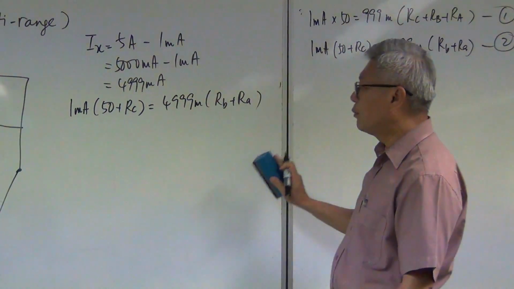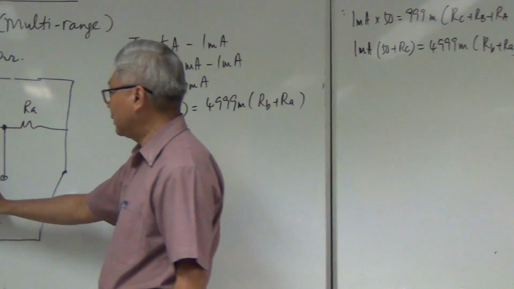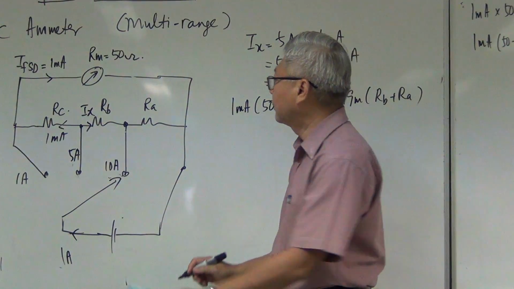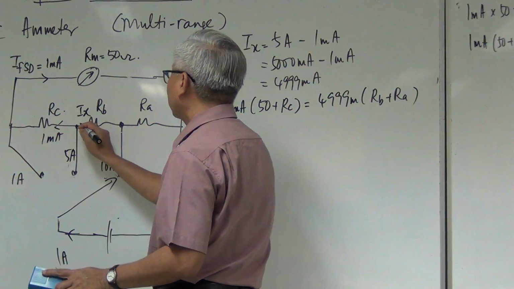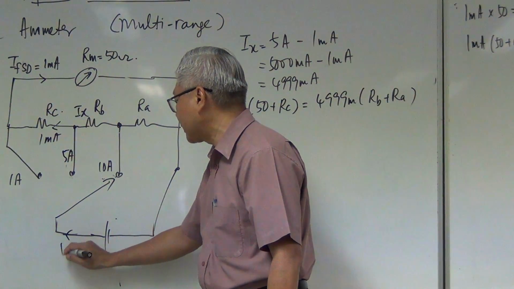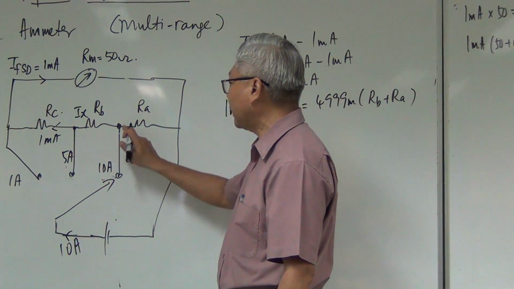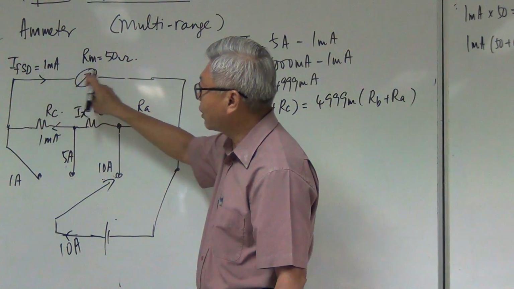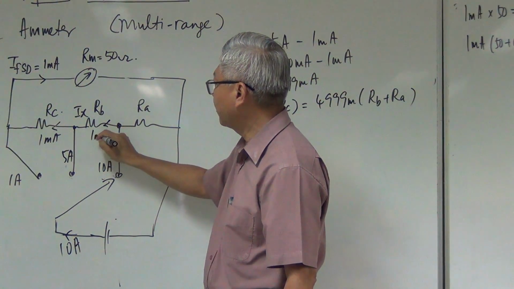Okay, let's move on to my third combination. I'm now turning to 10 ampere down. If I turn it to 10 ampere, it means now the current is 10 ampere. 10 ampere comes here. So what is the current passing through here? It's 1 milliamp. So here is 1 milliamp.